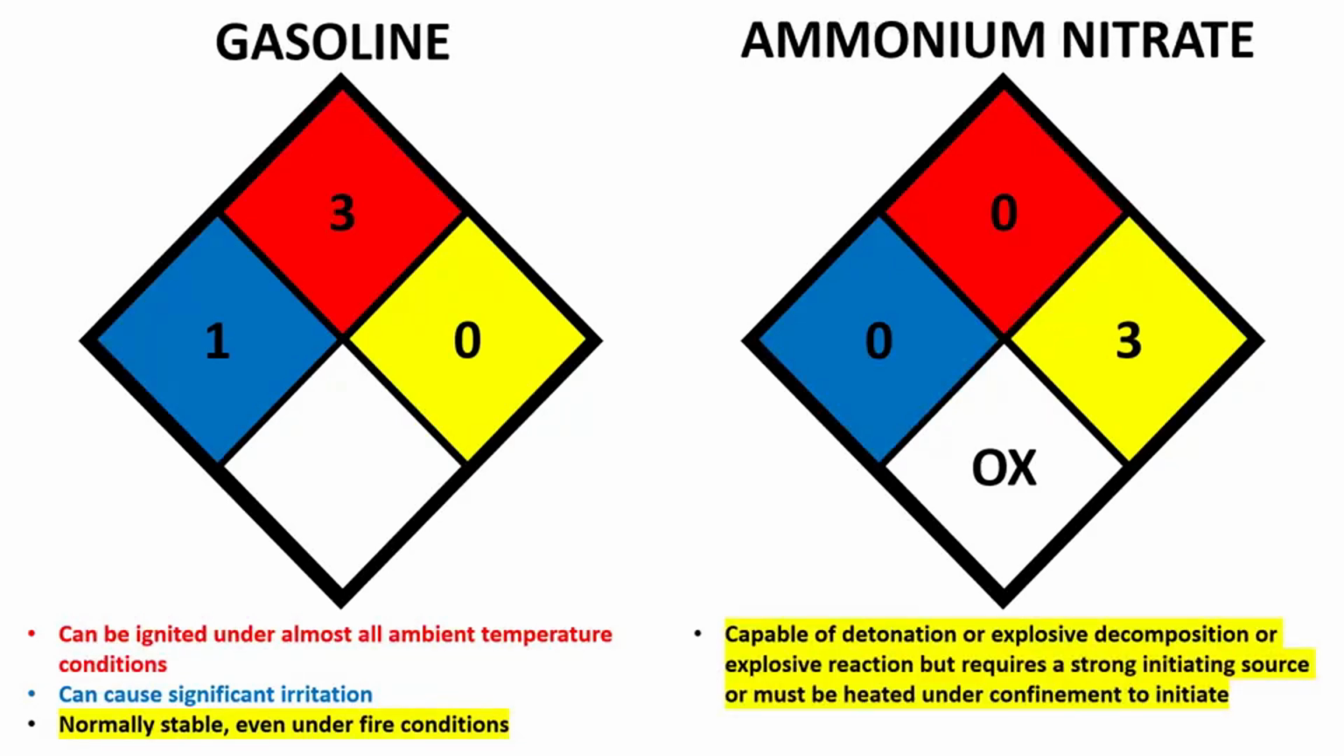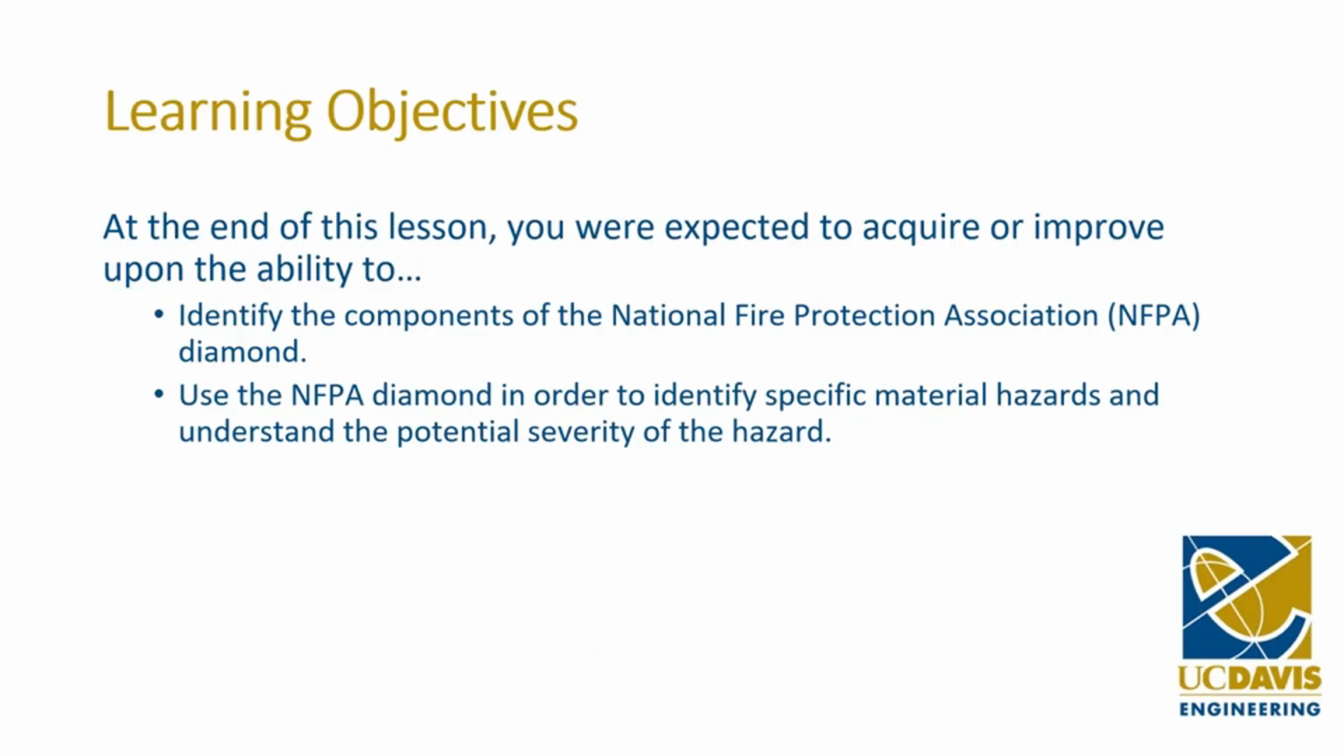So again, here, right, we have a material that is capable of detonation or explosive decomposition or an explosive reaction, right, but does require a strong initiating source or must be heated under confinement. So that's where we have the yellow 3 that indicates the severity of this particular hazard. And again, the OX in the white region indicates that this is an oxidizer. This particular information was sourced from the National Oceanic and Atmospheric Administration, or NOAA. So again, here we have a couple of examples of how the NFPA diamond can be read and indicates the particular hazards of these 2 substances.